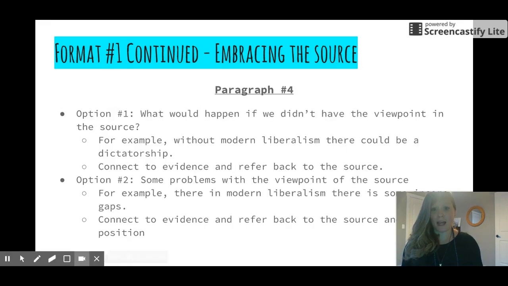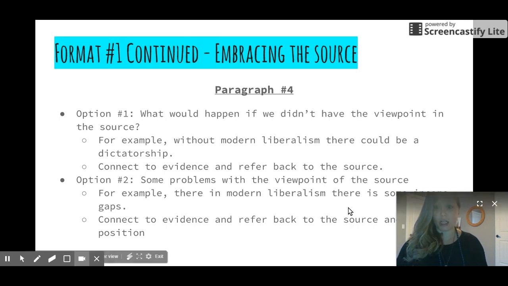Okay, now for your last body paragraph, or paragraph number 4, you have a couple options of what you need to do. Option 1 is you need to go over what would happen if we didn't have this viewpoint in the source. So, for example, without modern liberalism, there could be a dictatorship. Then you need to connect to evidence and refer back to the source. Option 2 is you need to explain some problems with the viewpoint in the source. So, for example, in modern liberalism, there are some economic gaps. And again, connect to evidence and refer back to the source.